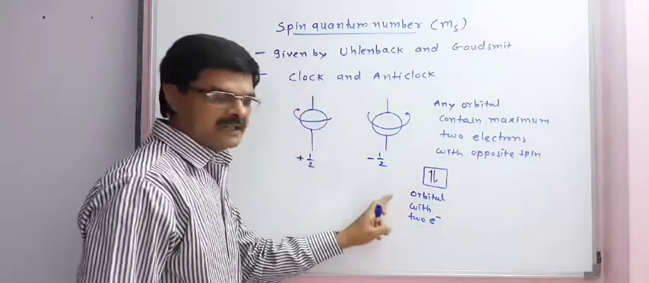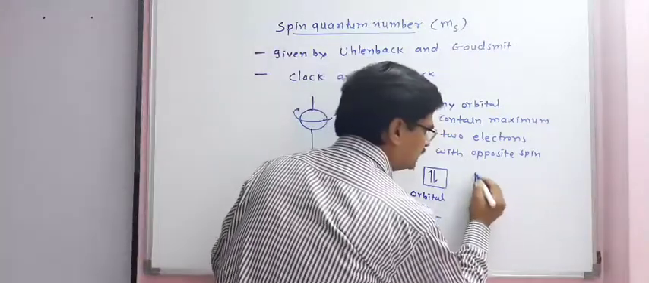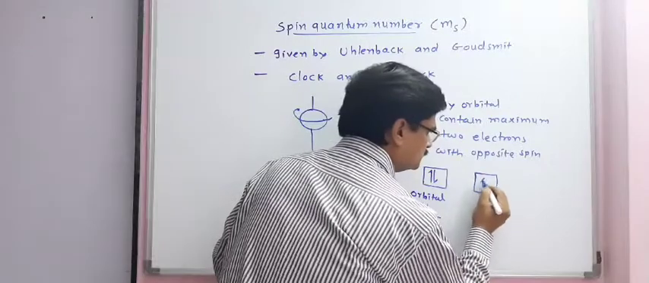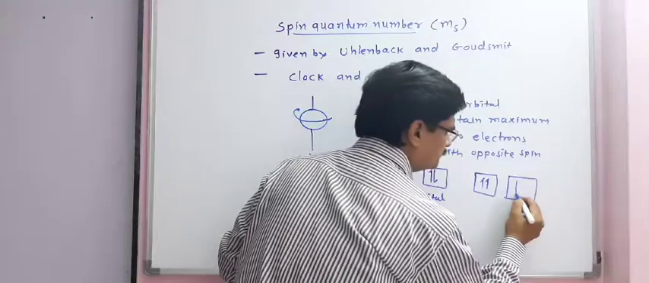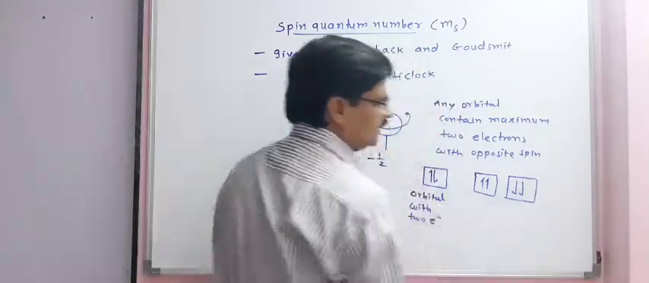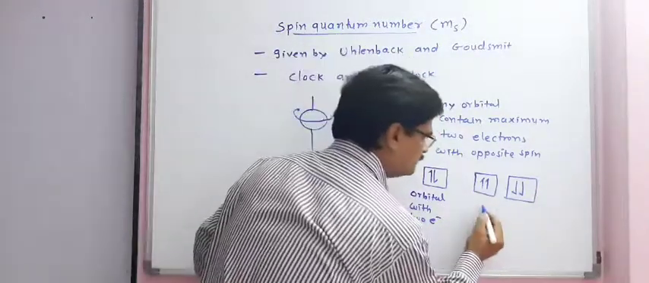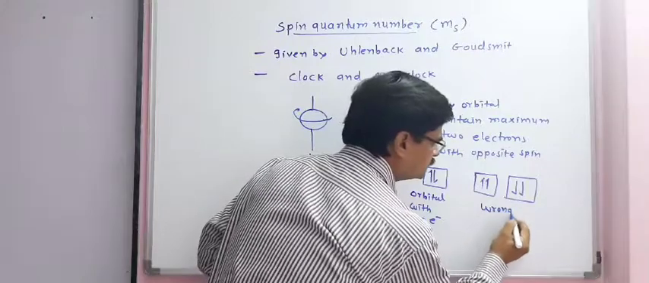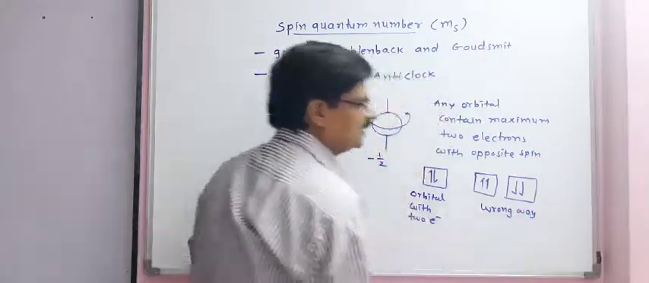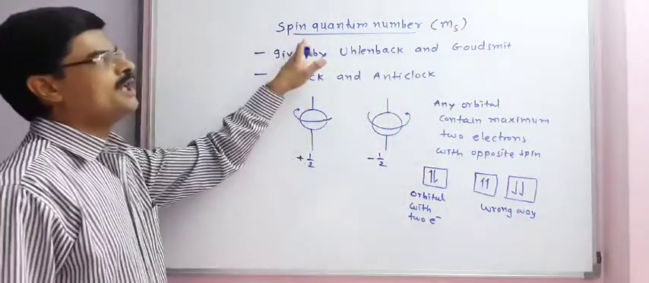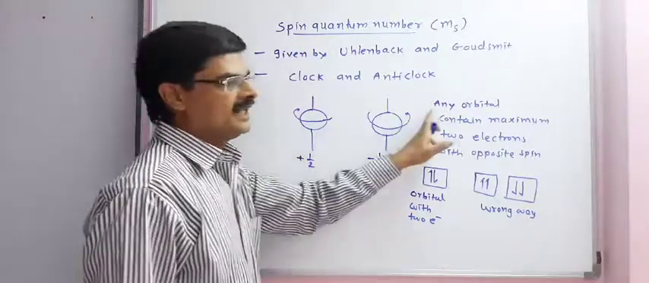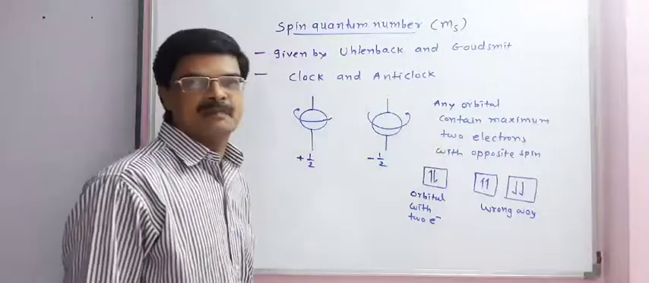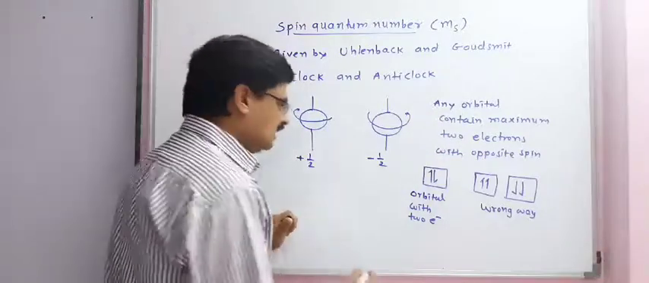So this is correct way. But if we write, then this is wrong way. So from the knowledge of spin quantum number, we can get the idea that any orbital can contain maximum 2 electrons.